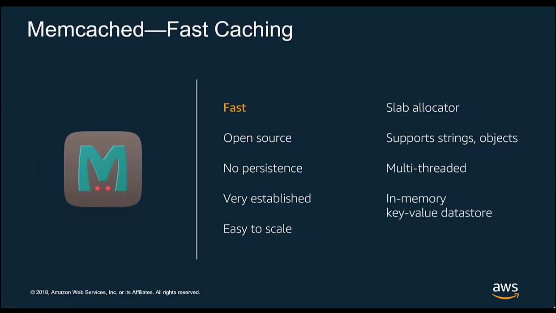The other engine that we have available is Memcached. Memcached is also incredibly fast, also open source, but there's no persistence. It's very established. It's been around for a long time. It's easy to scale. It has a slab allocator. It supports strings and objects. It's multi-threaded, and I think that's one of the key advantages with Memcached. And it also is an in-memory key value data store.